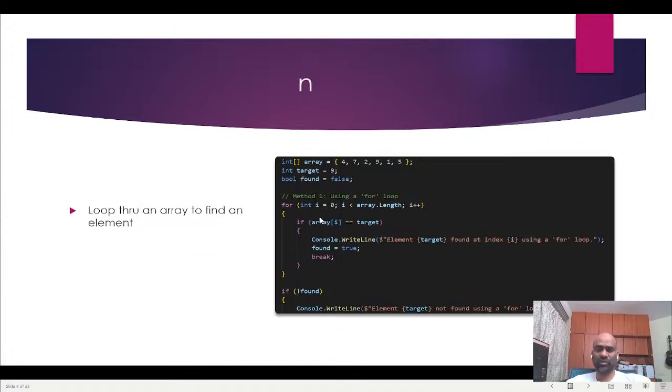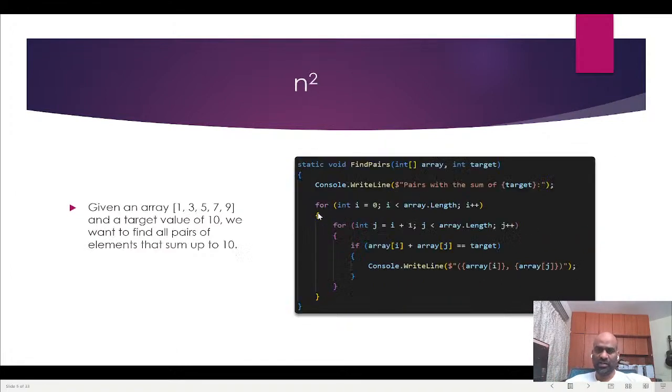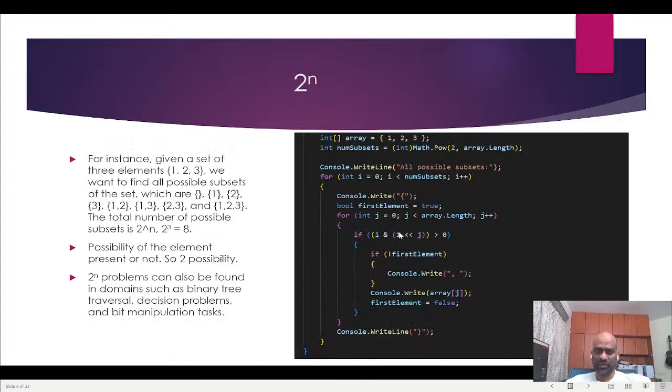So first there was one loop, which is n. So there are 2 loops now, that is n squared. Now, this is a different problem. The problem is basically what?